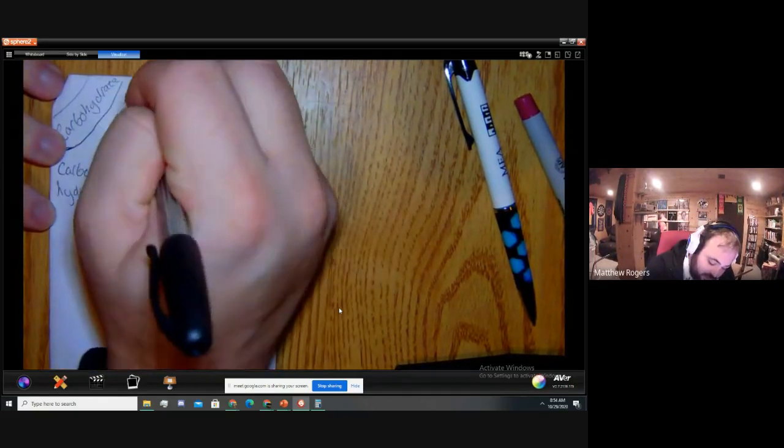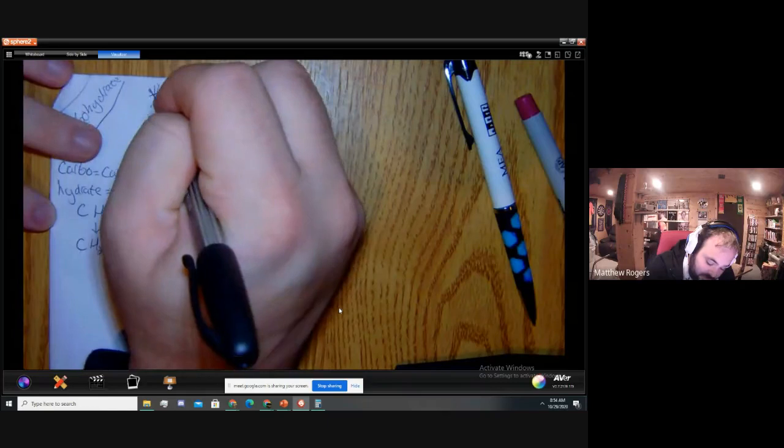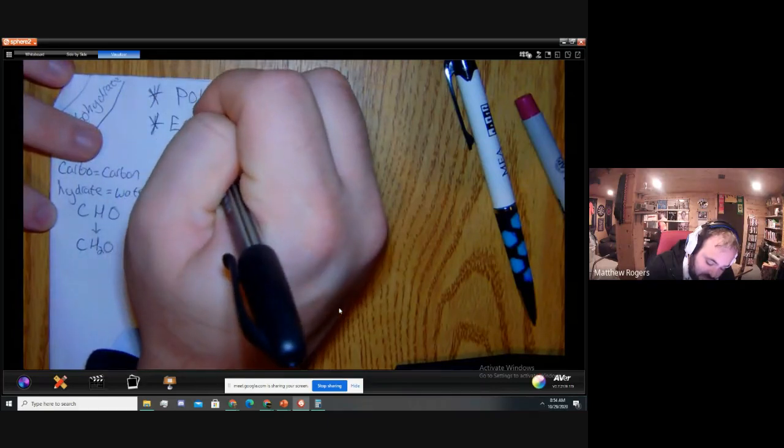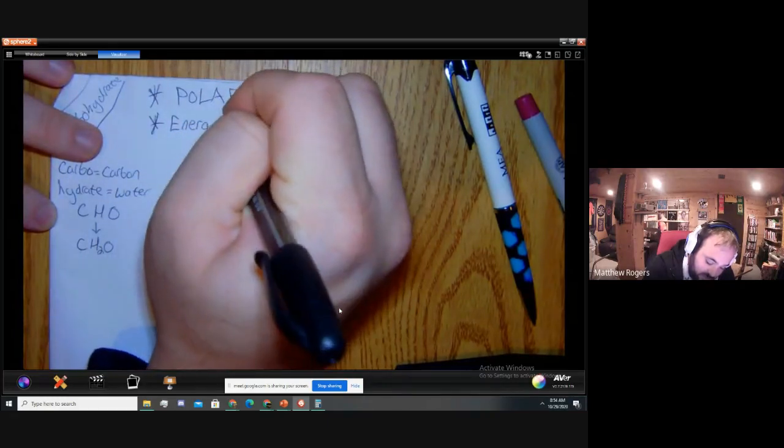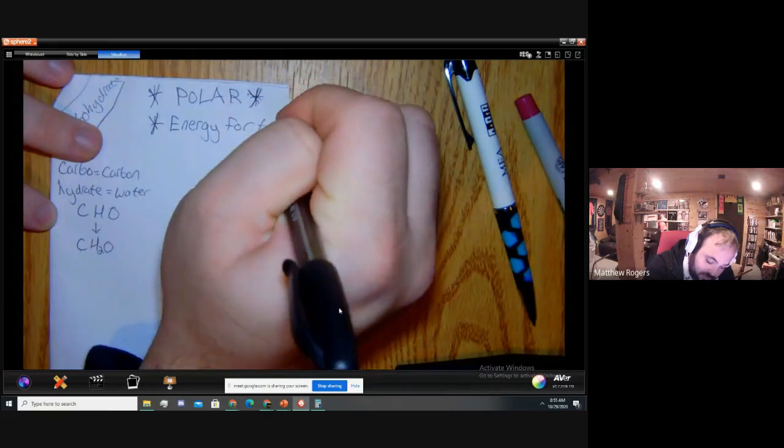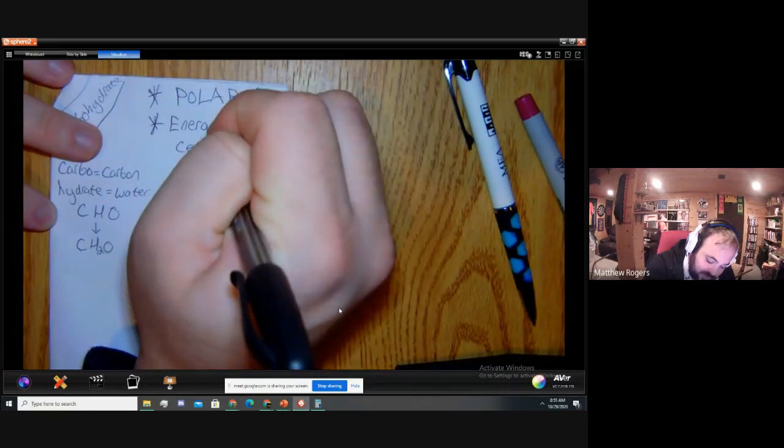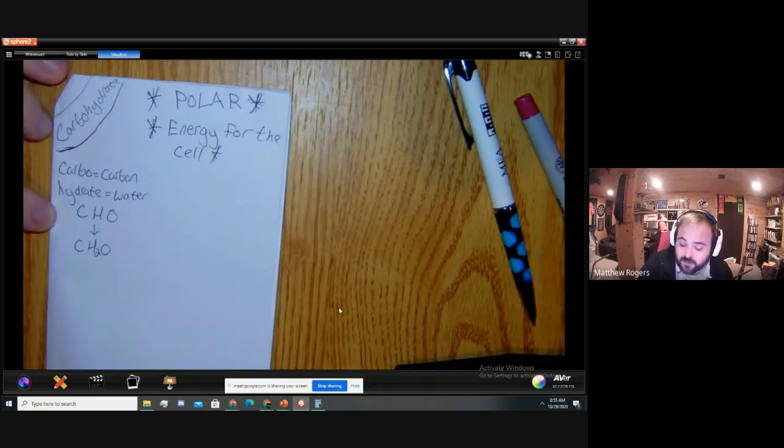Another thing that's super important and we want to star is what carbohydrates are mostly used for, and that's energy for the cell. So it's basic energy for the cell. Okay, so that's super important. We want to make sure that we got that.